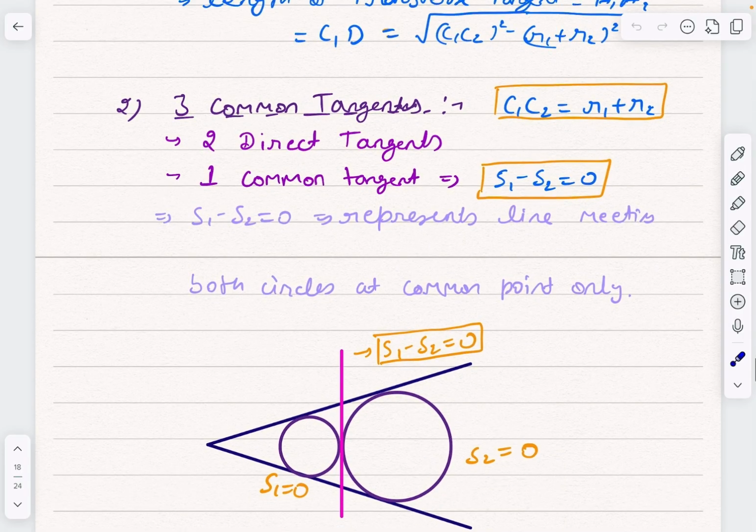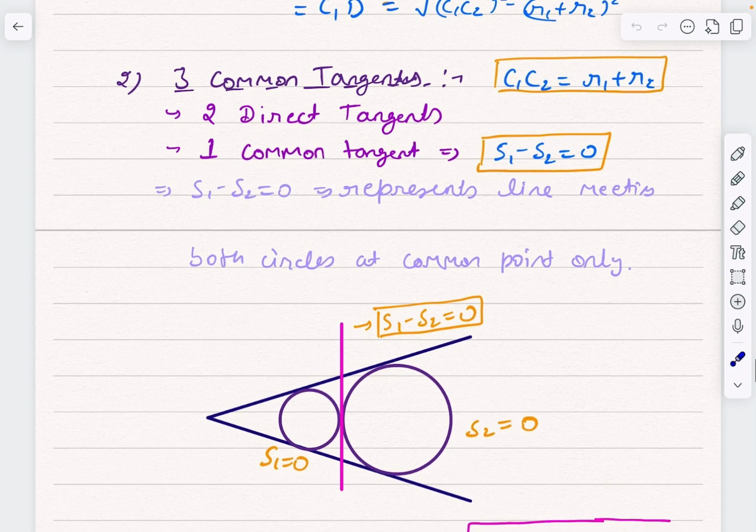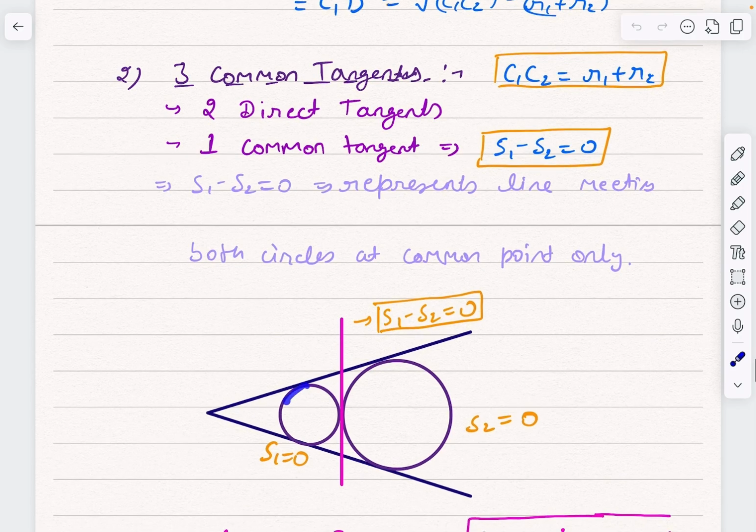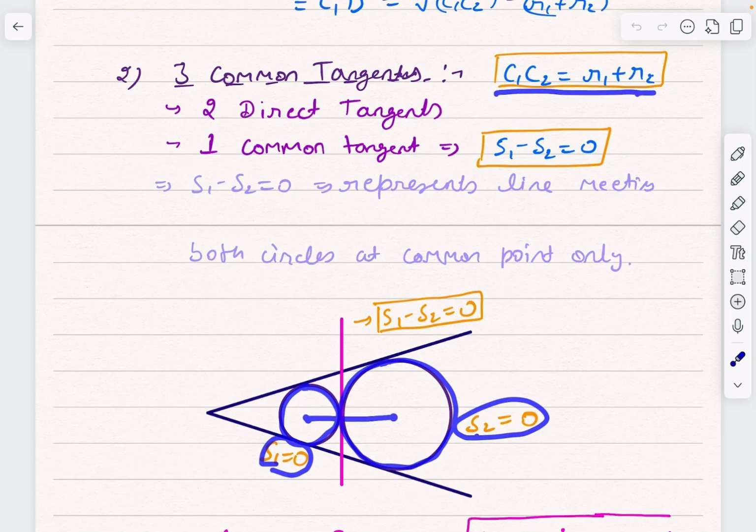Now next case. Next case is three common tangents. When will they have three common tangents? You can see in the figure. When they touch each other externally. So circle S1 equal to 0, circle S2 equal to 0. How will they touch each other externally? When distance between centers is sum of radii. You can see there. Distance between centers is sum of radii.